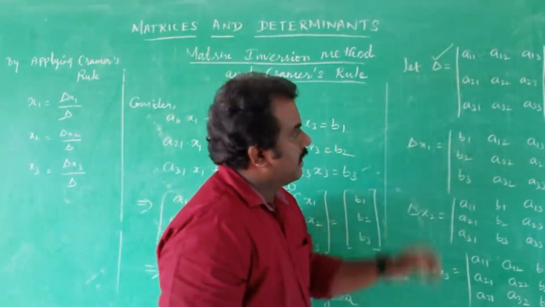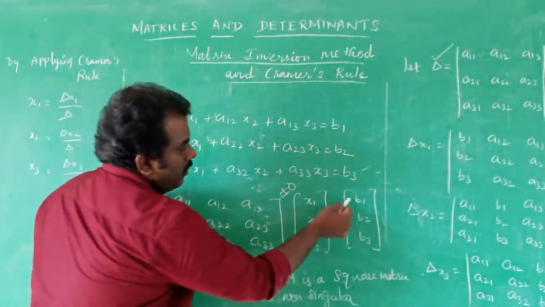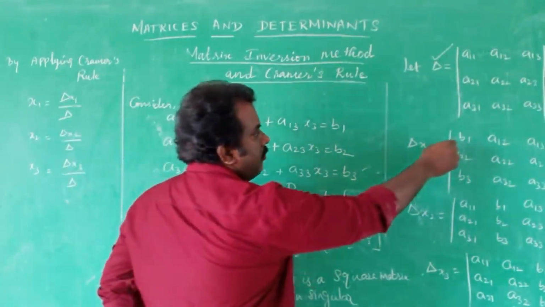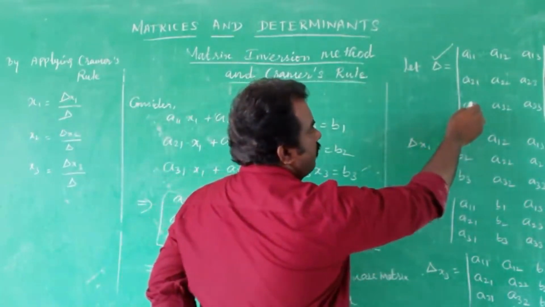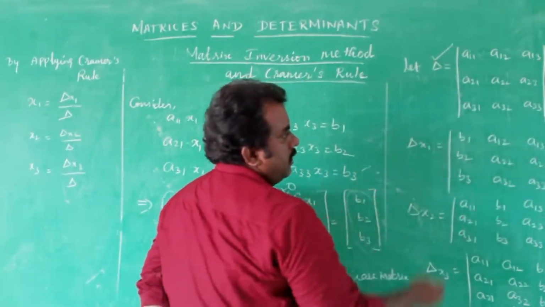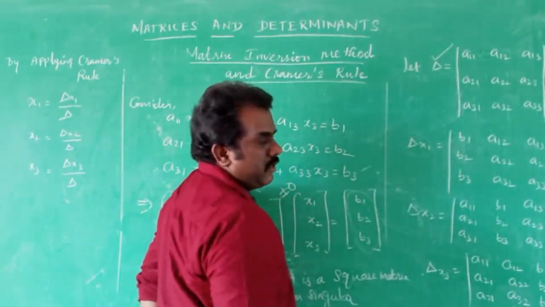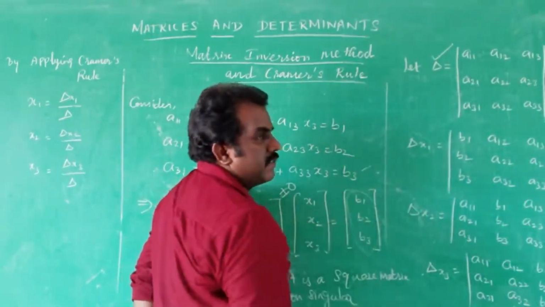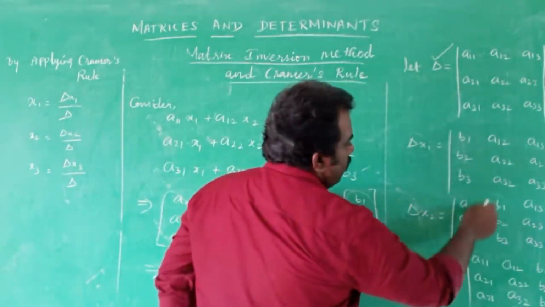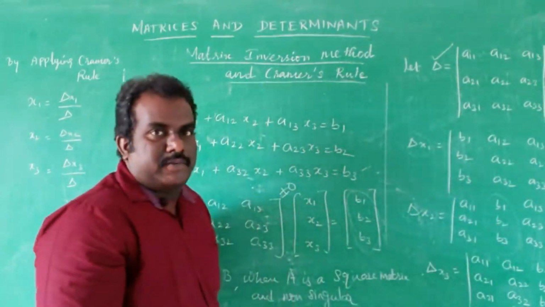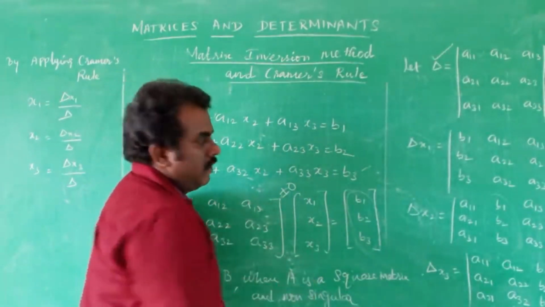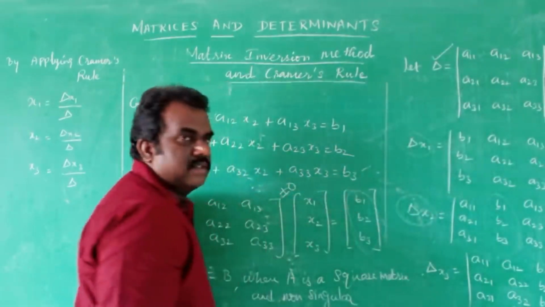So delta can be taken as the determinant of the given coefficient matrix. And what is del x1? Take the values of b1, b2, b3 and substitute them in the first column of the coefficient matrix and write the remaining elements and take the determinant, that is called del suffix x1. Then next we can go for del suffix x2. What is del suffix x2? Substitute the values of b1, b2, b3 in the second column of the coefficient matrix and write the remaining elements, then take the determinant. That is called del suffix x2.